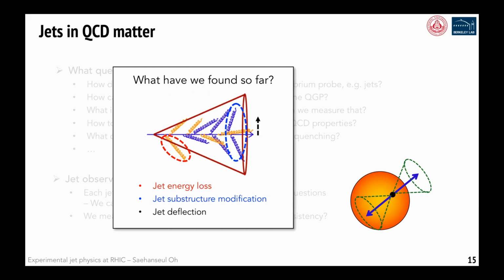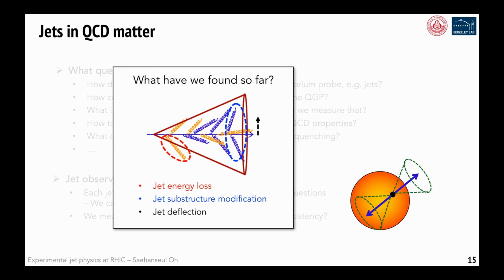So what have we found so far? For the last 20 years, what we have found can be sorted into 3 different categories. As a jet traverses the medium, it loses energy. And also jet substructure is modified as it traverses the medium. And also the jet angle is deflected, so jet deflection. These 3 things are the main findings that we have found.